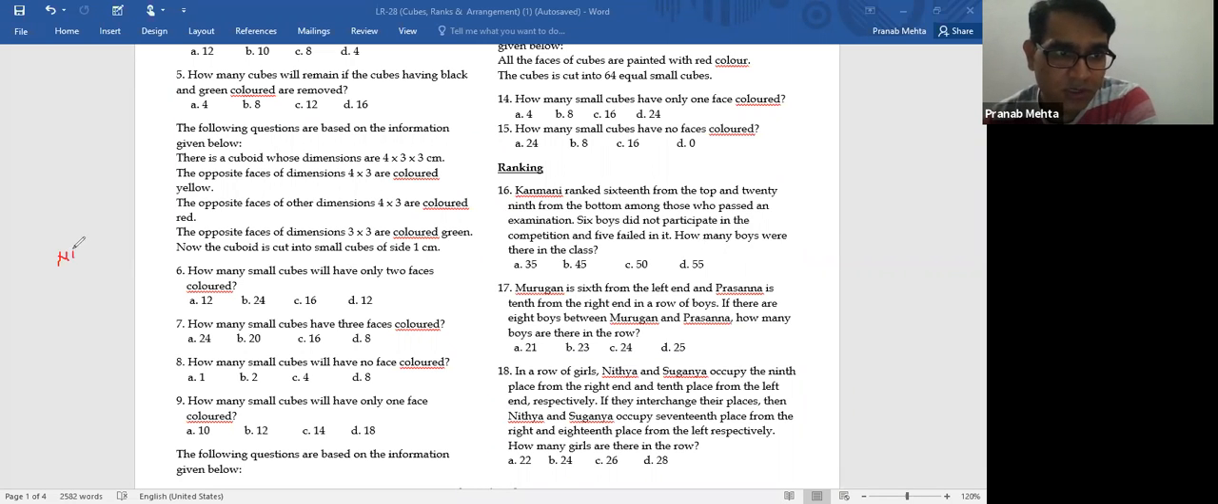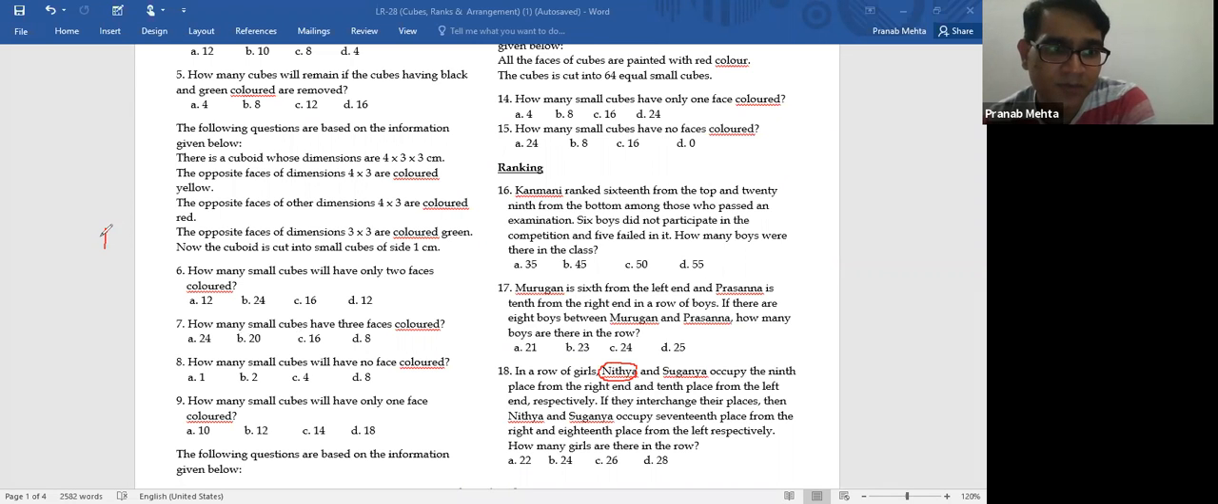So this is Nitya. And this is Suganya. Nitya occupies 9th place from the right. Okay. Basically, I have to change the position. Nitya and Suganya occupy the 9th places from the right end and 10th places from the left end.